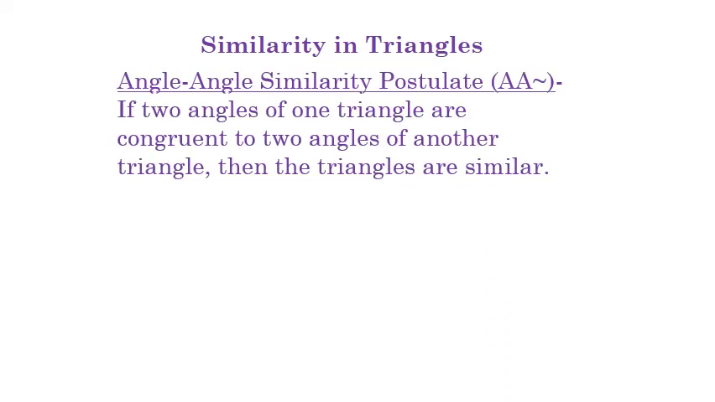Okay, so our first theorem in similarity in triangles is the angle-angle similarity postulate. And this is our first flap on the left of our little foldable, the angle-angle similarity. You do not need to write this definition down. It's already typed on the front of your notes, so you do not need to write this slide down. We are saying that if two angles of one triangle are congruent to two angles of another triangle, then the triangles are similar.